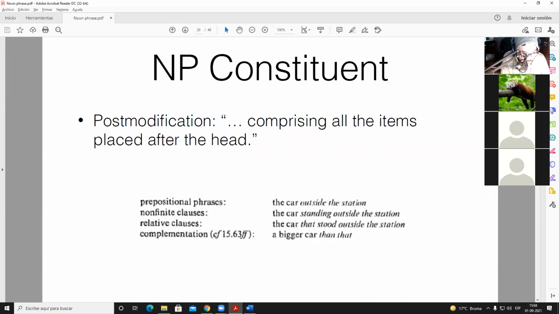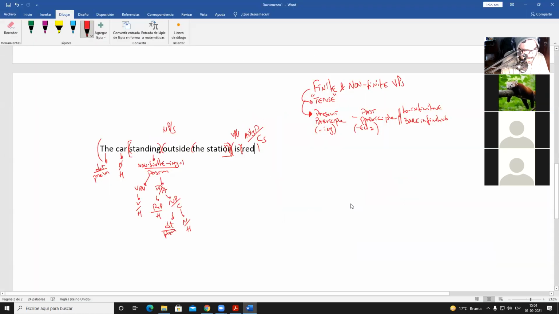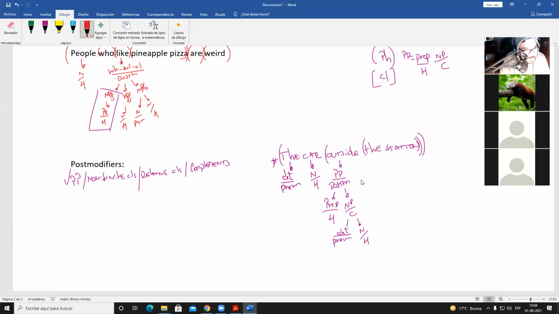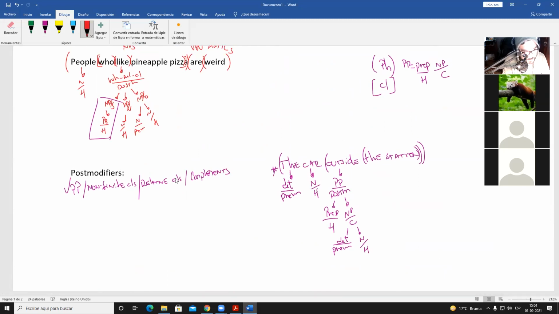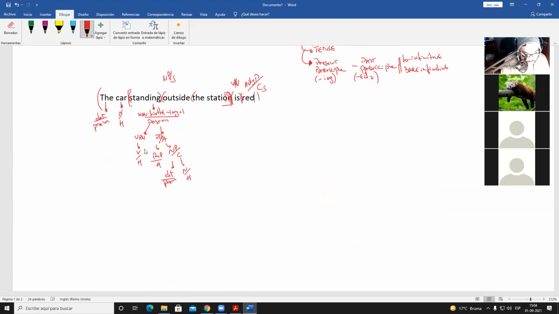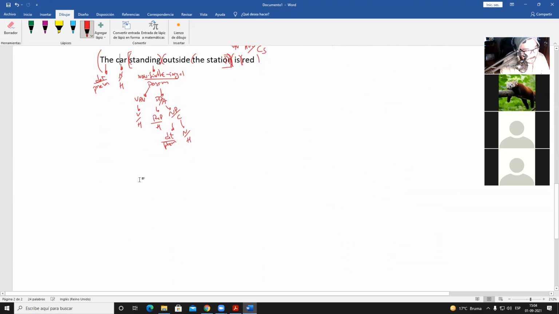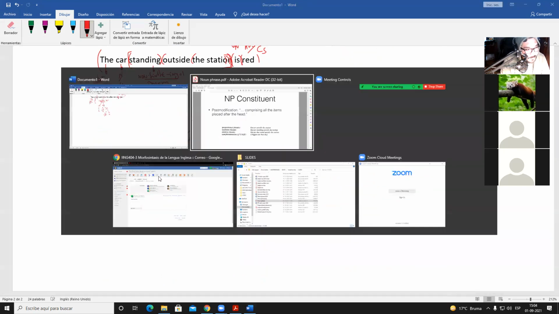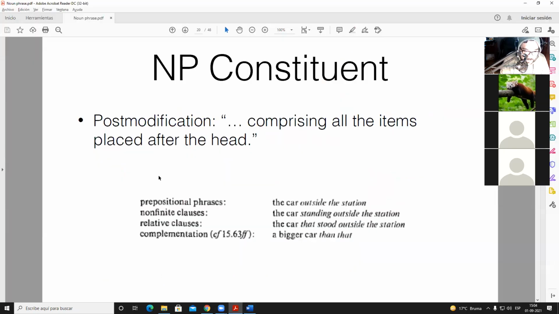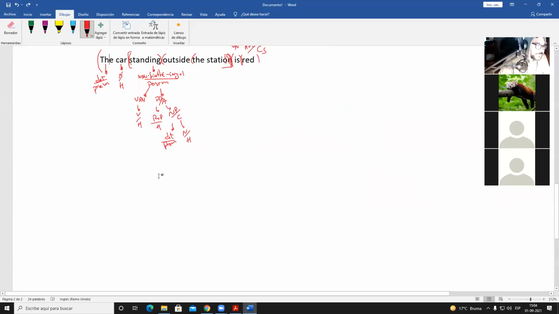Okay. Then relative clauses. Perhaps these are the most common, I believe. Relative clauses. With the previous analysis, we have proved the presence of non-finite clauses as post modifiers inside of noun phrases. Let's take a look at the other one. The car that stood outside the station.